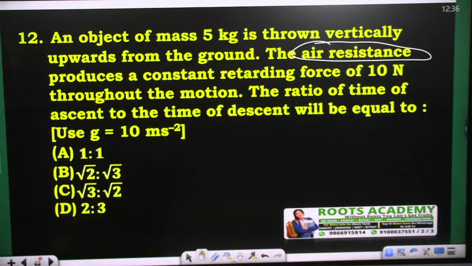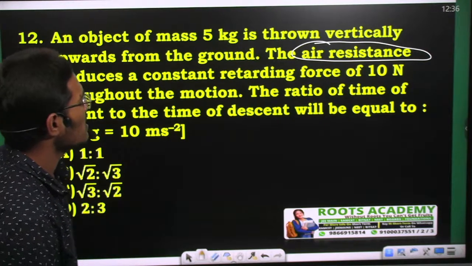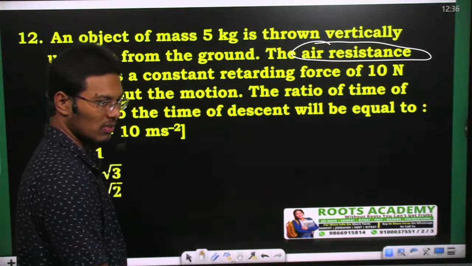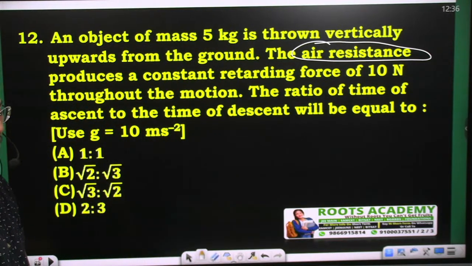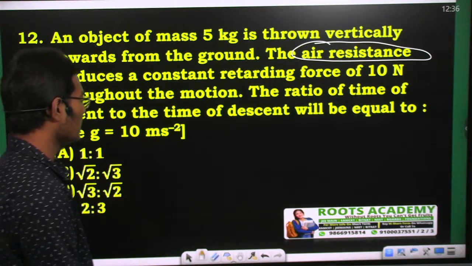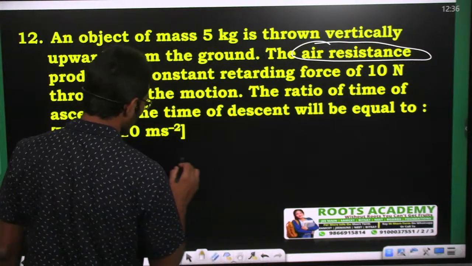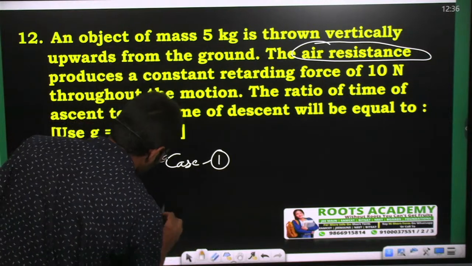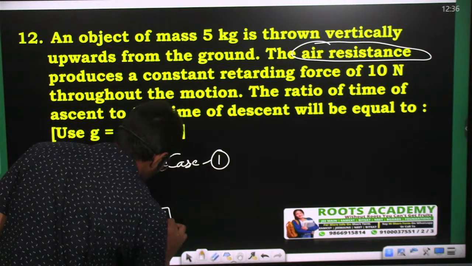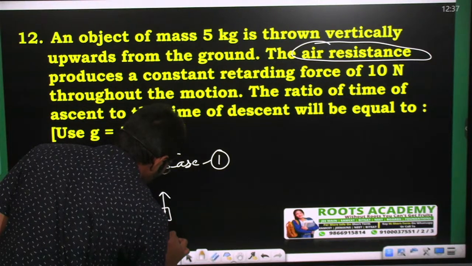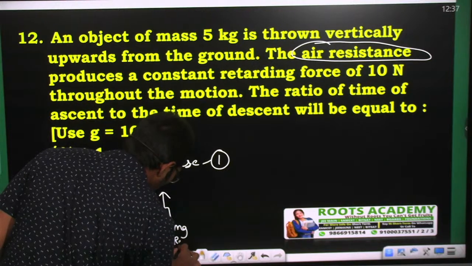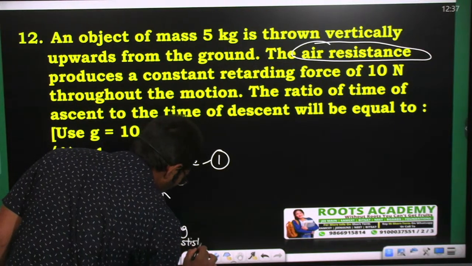When we neglect air resistance, the net force acting on a body thrown up remains constant throughout the motion. It will be equal to mg. But here we have air resistance, so it cannot be the same throughout the motion. While moving up, we have two cases here. Case 1, the body is moving up. When thrown up, there will be mg down as well as friction resistance or air resistance.